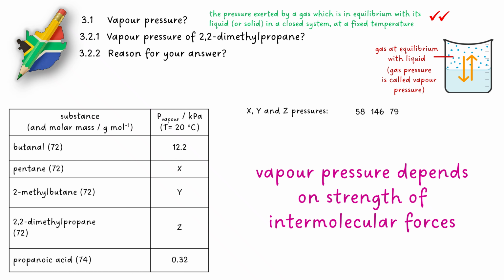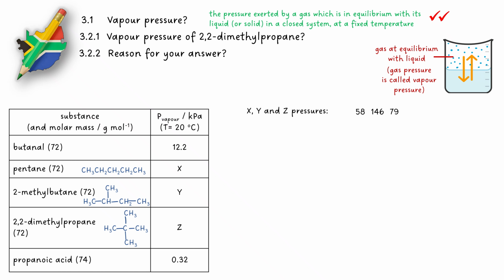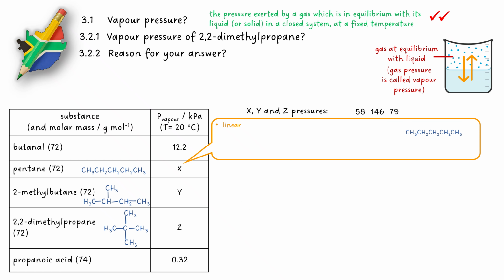So to find the vapor pressure of 2,2 dimethyl propane from the 3 given values, we must start by understanding and comparing the structures of compounds X, Y, and Z, so that we can then deduce the strength of their intermolecular forces. Pentane is a linear 5-carbon chain.